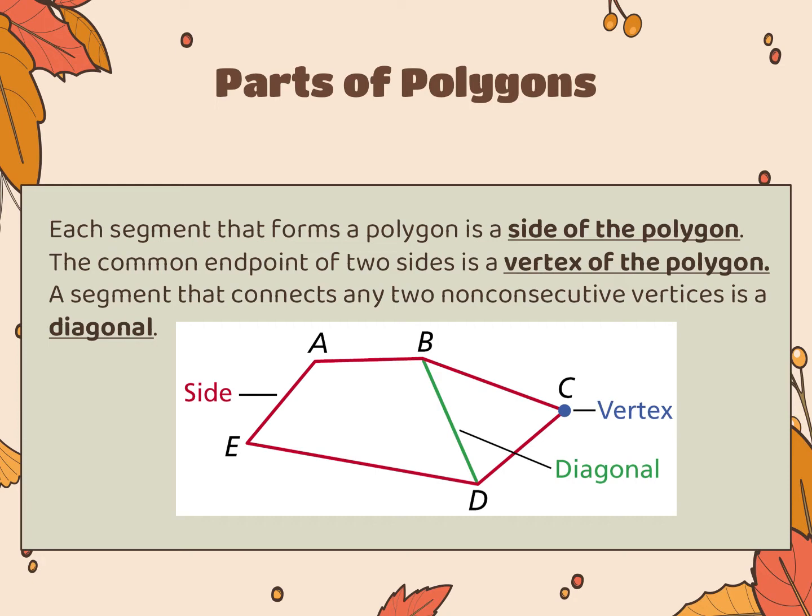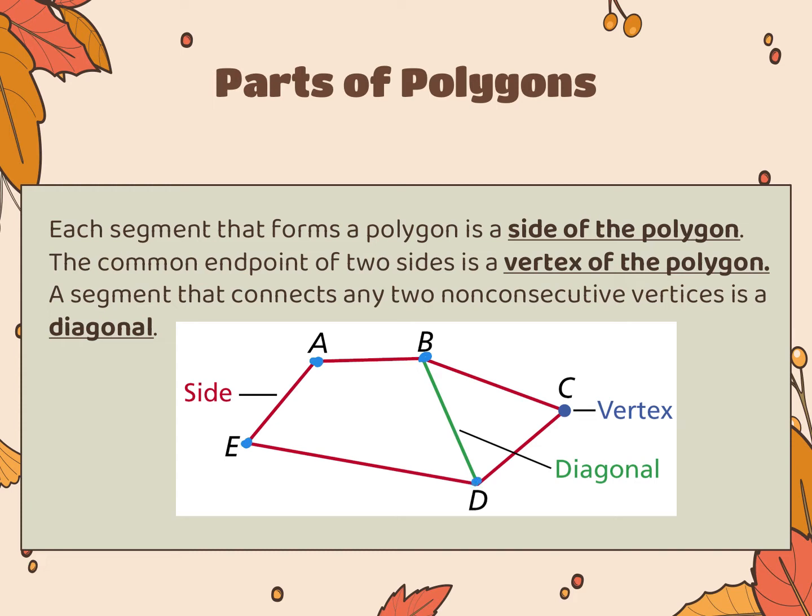So in the picture here, all of the red lines are the sides of the polygon, and the green line that's drawn in there is the diagonal of the polygon. Now, there's more diagonals in this, but it only has one drawn in here. And in this picture, C isn't the only vertex here. We actually have vertices at B, all the capital letters. These are all the vertices.